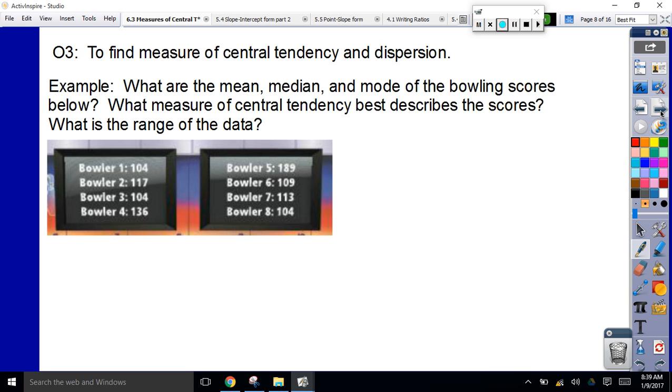Okay, third objective is to actually find measures of central tendency and dispersion. Our example says, what are the mean, median, and mode of the bowling scores below? And what measure of central tendency best describes the scores? And then it also asks us, what is the range of the data? Be careful when there are multiple questions like this. Make sure you answer all of them.